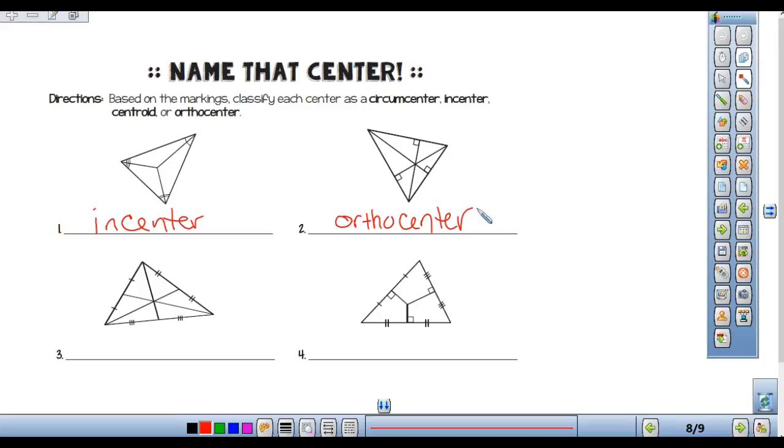Okay, and number 3 could be 2 different ones. It could be either perpendicular bisector or it could be medians, right? Which one is it, number 3? Yeah, it's medians, because I don't know if it creates a 90-degree angle or not. So my medians meet to make the centroid. There you go. Four, what do I have? I have the circumcenter. Yep, I have perpendicular bisectors.